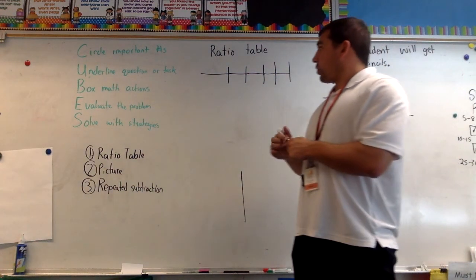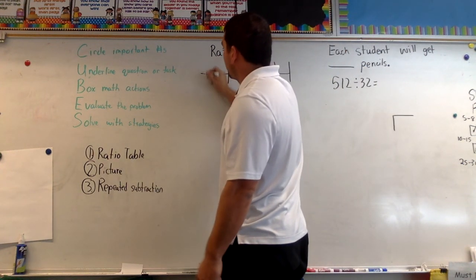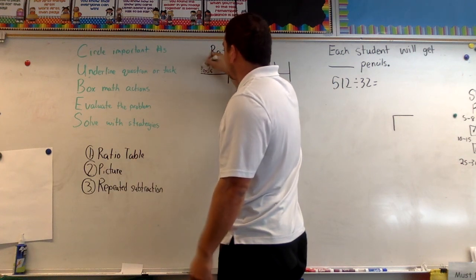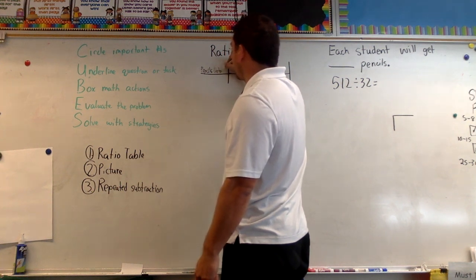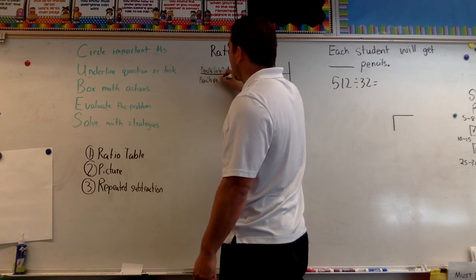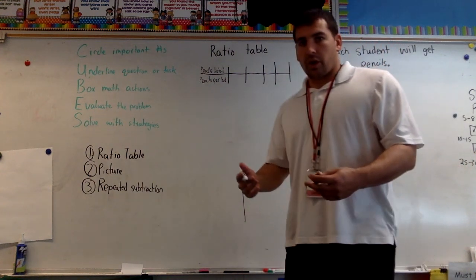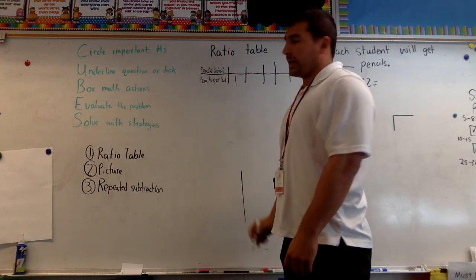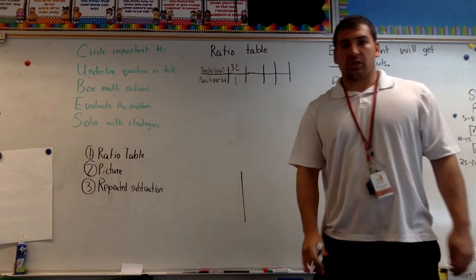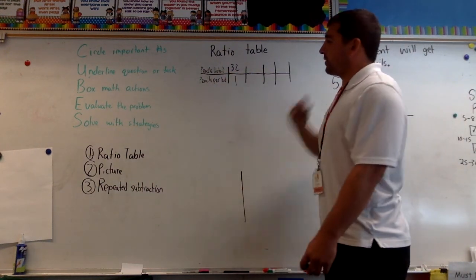All right, so we're back. Well, let's start with a ratio table. Okay, so this is going to be the total number of pencils, and pencils per kid. Okay, so if we know that everybody gets 1 pencil, that means we've used 32 pencils. Well, remember, we have 512 pencils. So we need to get this total number up to 512.